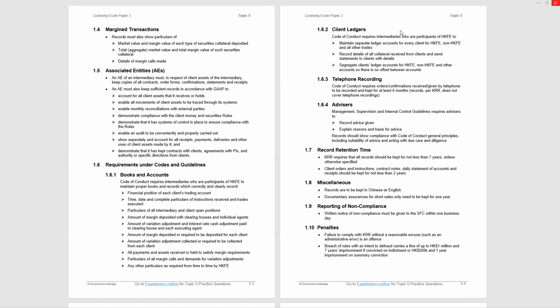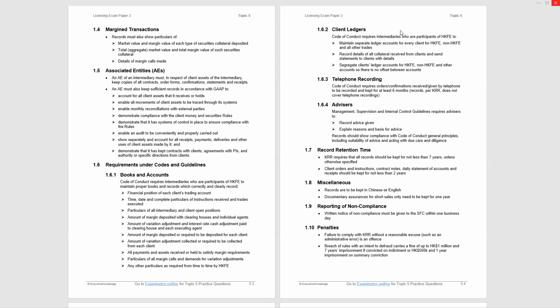They must maintain proper books and records which correctly and clearly record. Now, there's going to be a certain amount of overlap here, but it's very specific to the futures participants. Financial position of each client's trading account, time, date, and complete particulars of instructions received and trades executed, particulars of intermediary and client open positions, amount of margin deposited with clearinghouse and individual agents, amount of variation adjustment and interest rate cash adjustment paid to clearinghouse and each executing agent. We're getting very detailed. Amount of margin deposited or required to be deposited for each client, amount of variation adjustment collected or required to be collected from each client, all payments and assets received or held to satisfy margin requirements.